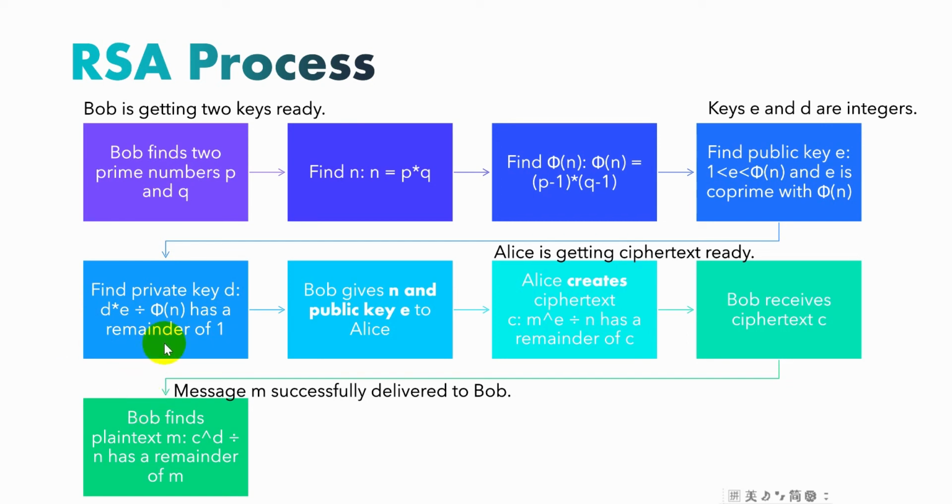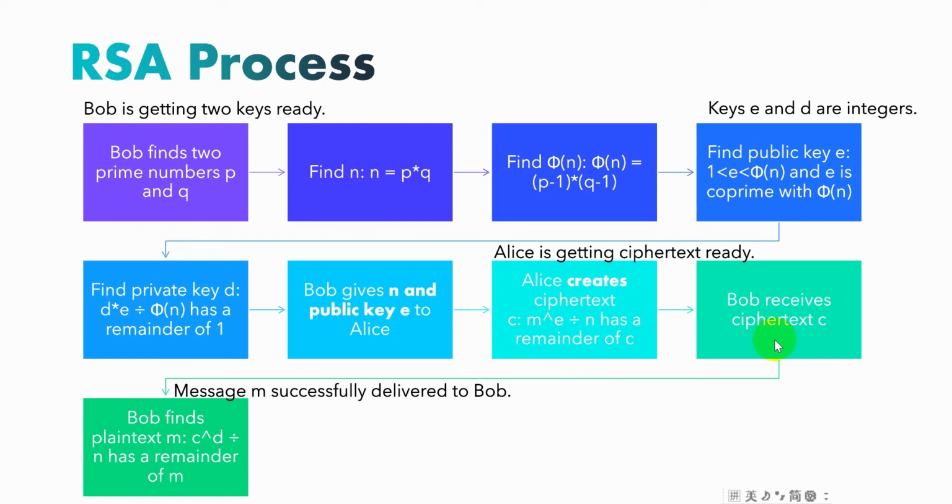Now that Bob has the public key E and the private key D, he gives N and the public key E to Alice. Alice uses the public key to find the ciphertext. The ciphertext is the remainder of M to the power of E divided by N. So M to the power of E divided by N has a remainder of C, and that is the ciphertext that Alice gives to Bob.